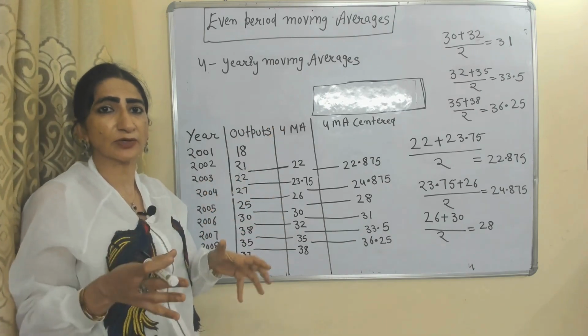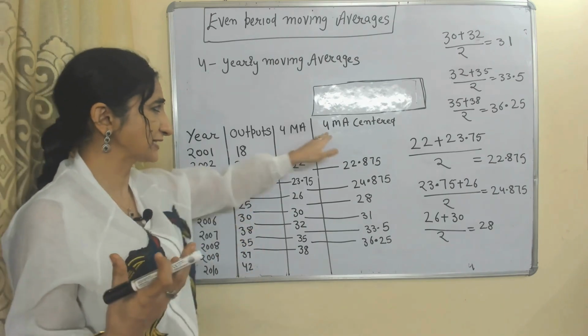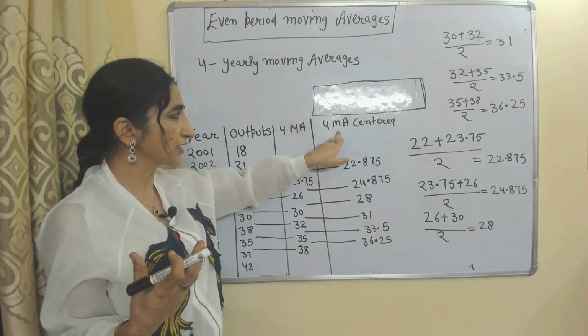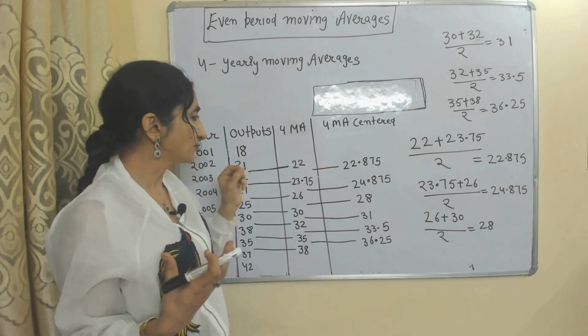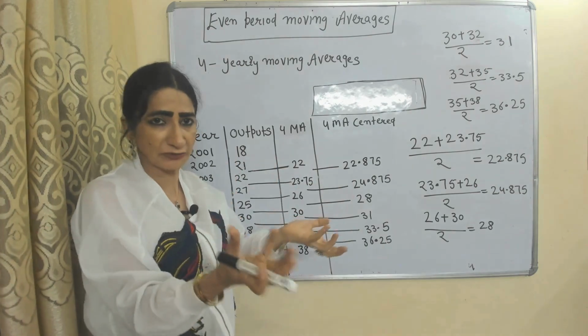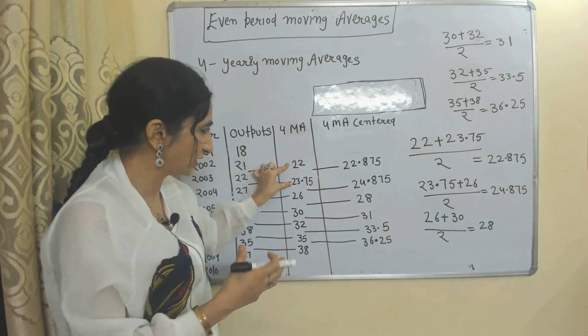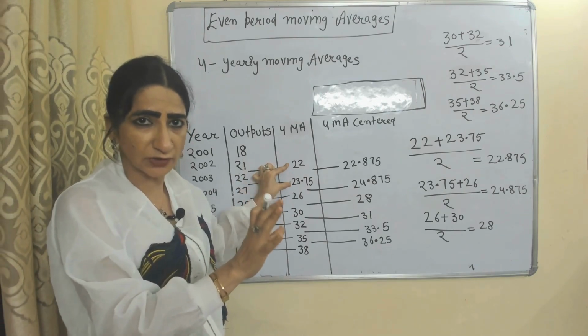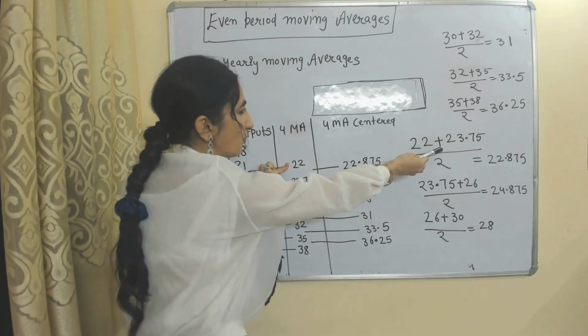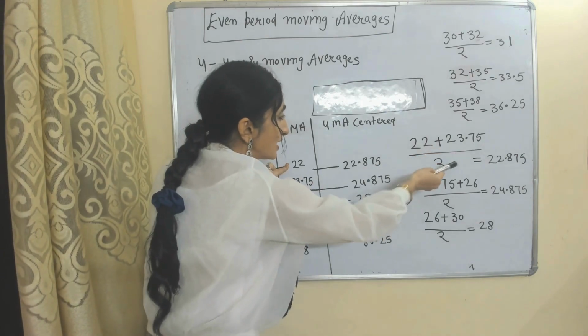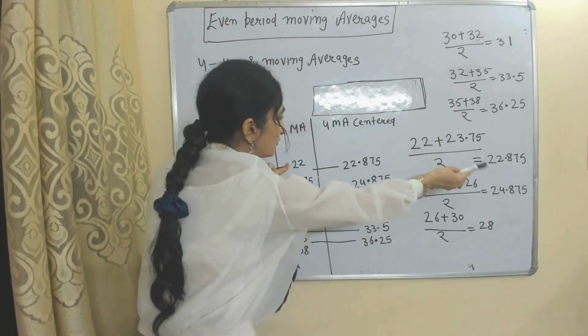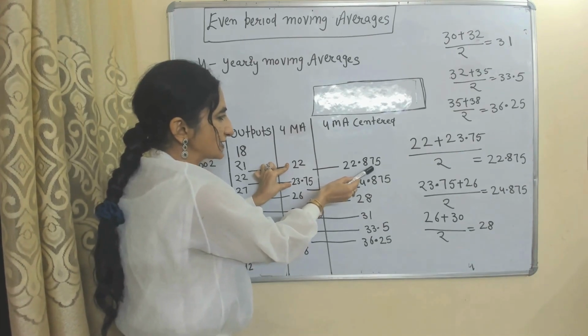In order to calculate actual trend values, or you can say in order to calculate 4 yearly moving average centered, we will calculate the average of two values. That means we will add these two values and divide by 2. Here you can see we add 22 plus 23.75. After adding this we divide by 2, it will become equal to 22.875.